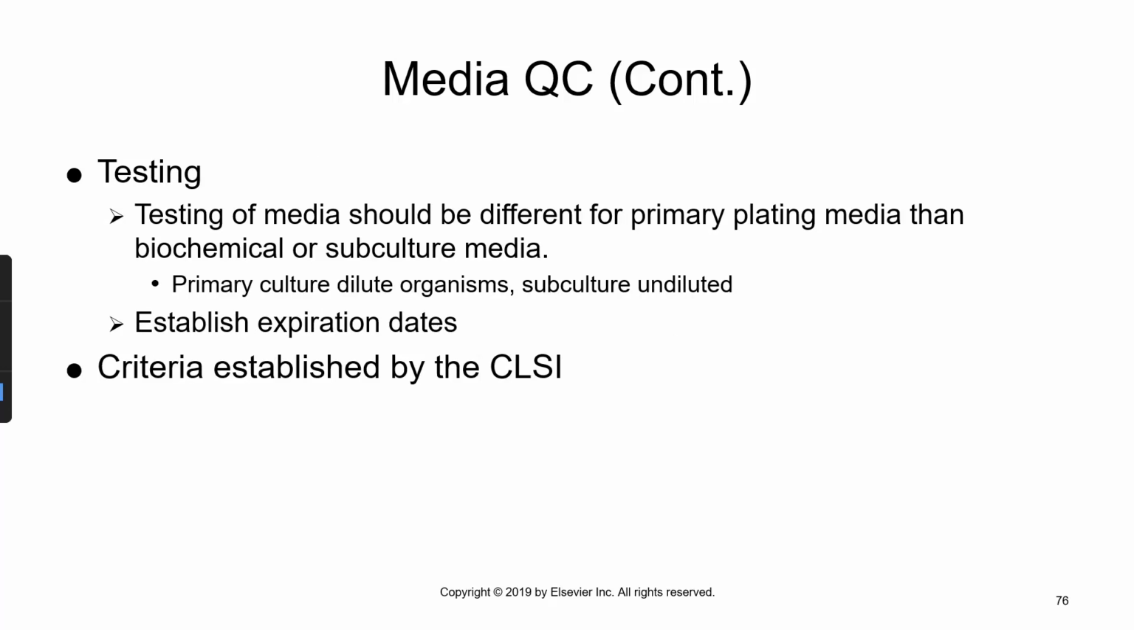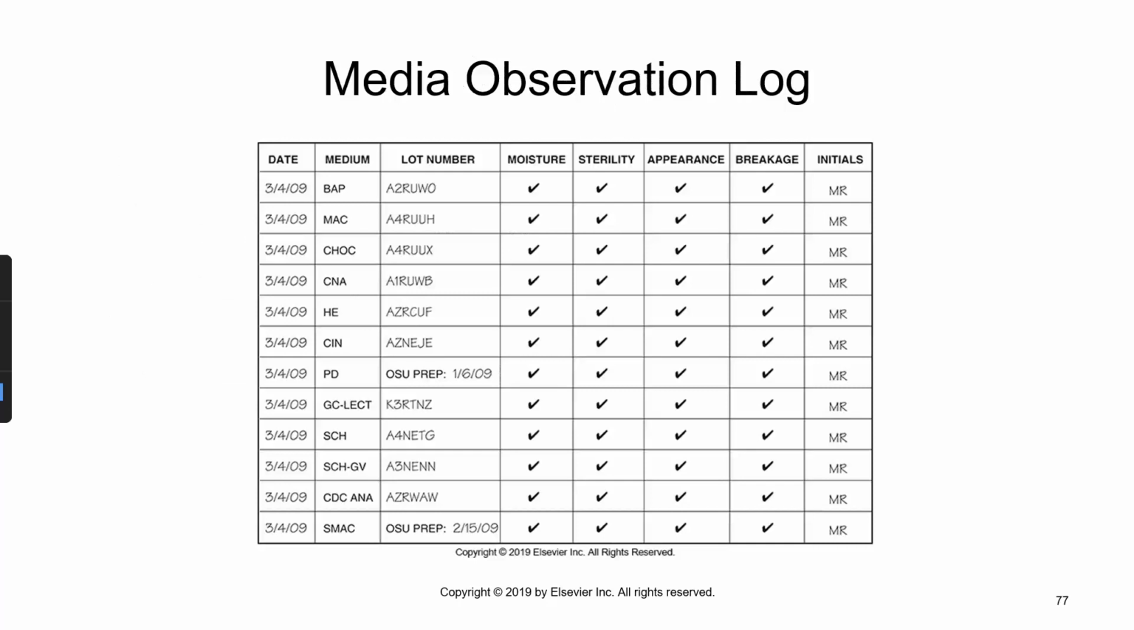Testing of media should be different for primary plating media than biochemical or subculture media. So primary culture, dilute organisms, subculture, undiluted. And you want to establish the expiration dates. So here's a sample media observation log. For this one up here, BAP, abbreviated blood agar plate or sheep blood agar, they're recording the lot number, and then they're checking moisture, sterility, appearance, and breakage.